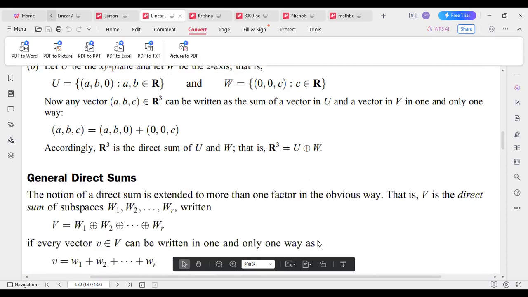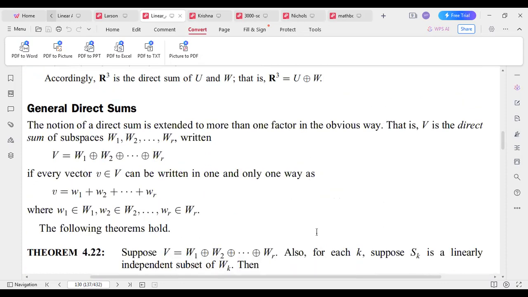Now, what will be the general direct sum? The notion of direct sum extends to more than two factors. V is the direct sum of the subspaces W1, W2, up to Wr, written as V equals W1 direct sum W2 direct sum up to Wr, if every vector small v belonging to capital V can be written in one and only one way as v equals w1 plus w2 plus up to wr. So in this case, we can write the general direct sum.